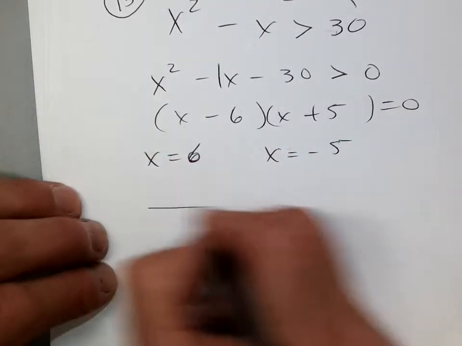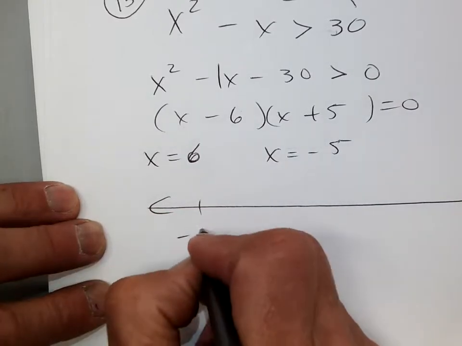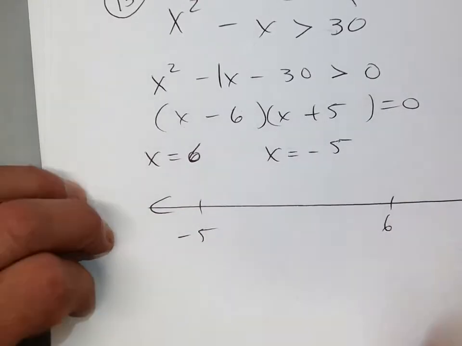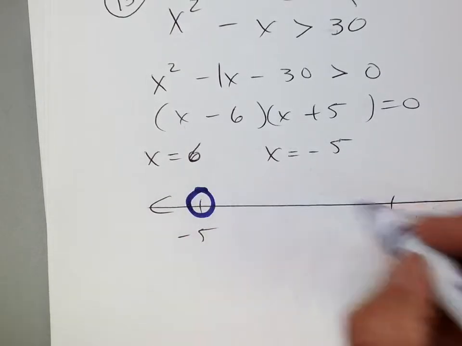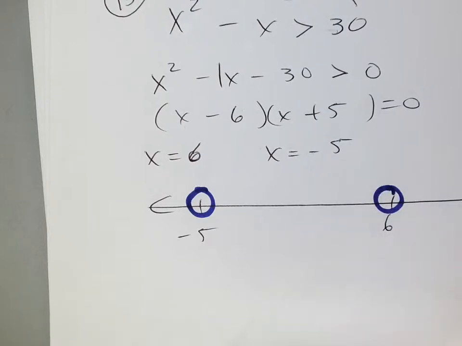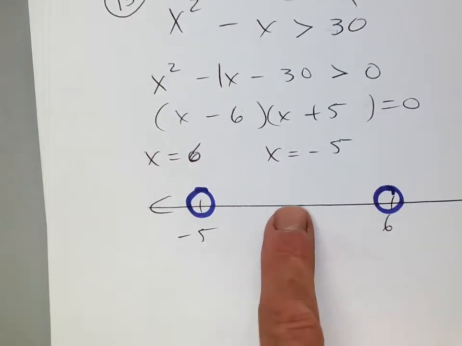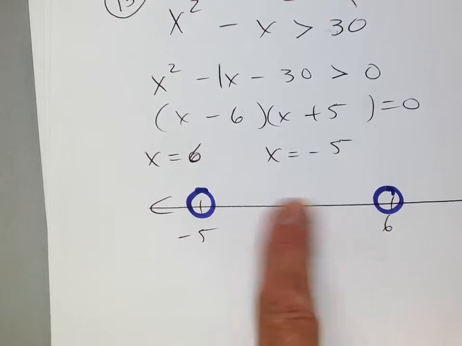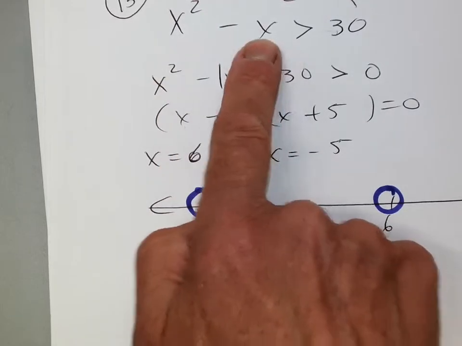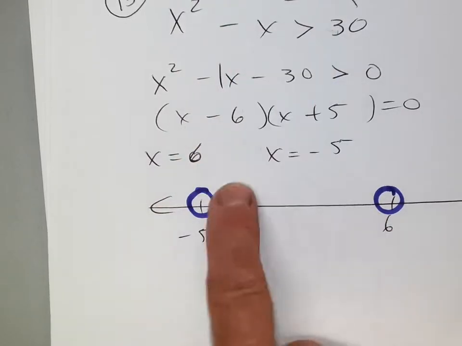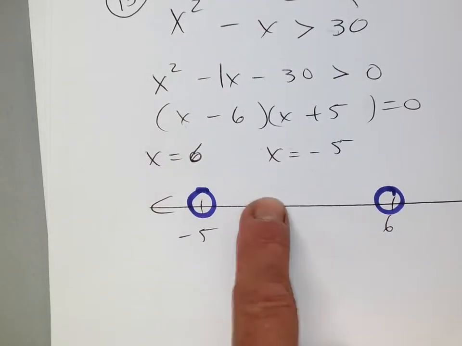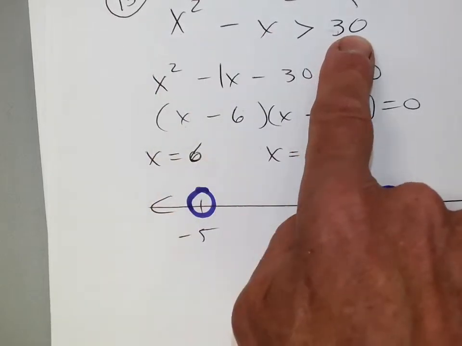So on my number line, I'll put negative 5 here and I'll have 6 here, okay? Because it's an inequality, I'm going to put an open circle at negative 5 and an open circle at 6, right? Now, 0 will not work. None of the values between them will work, because if you plug in 0, 0 is not going to be bigger than 30, right? So none of these values are going to work. They will not be bigger than 30, will they?